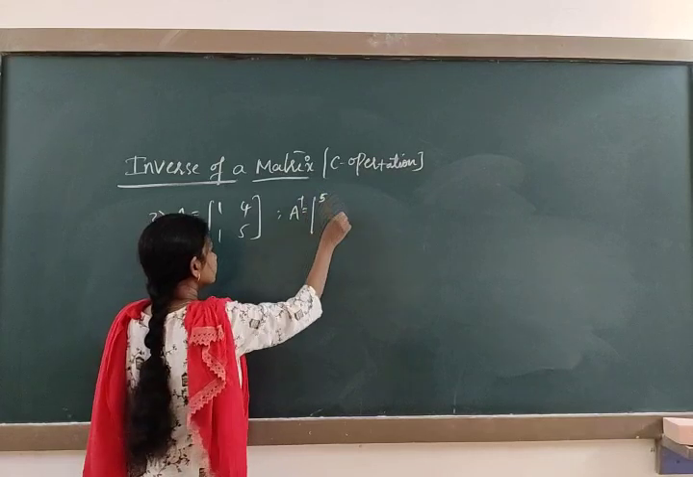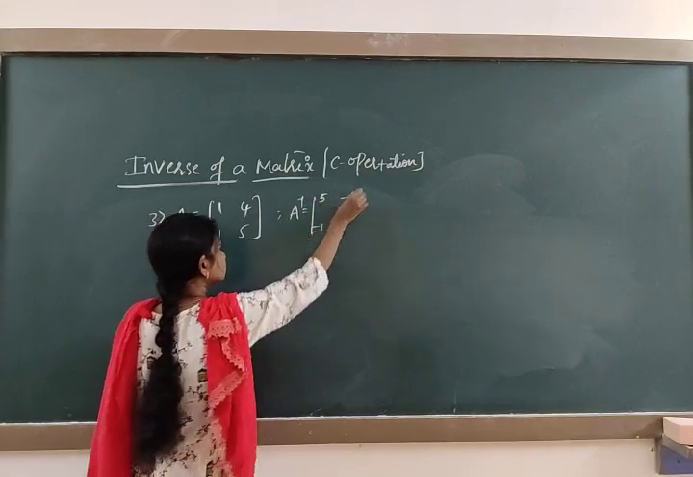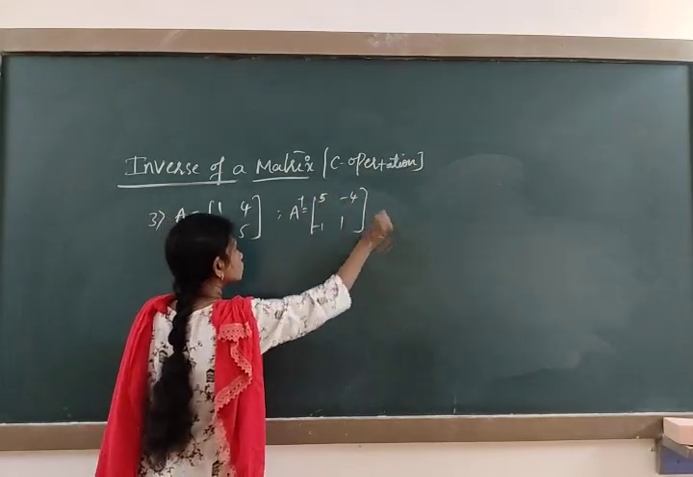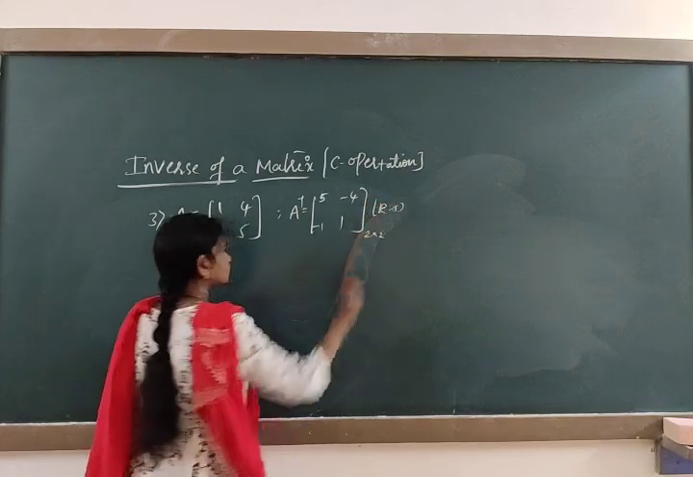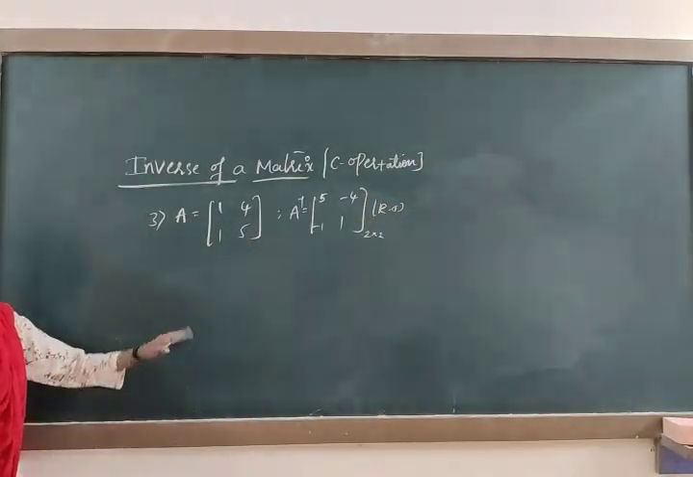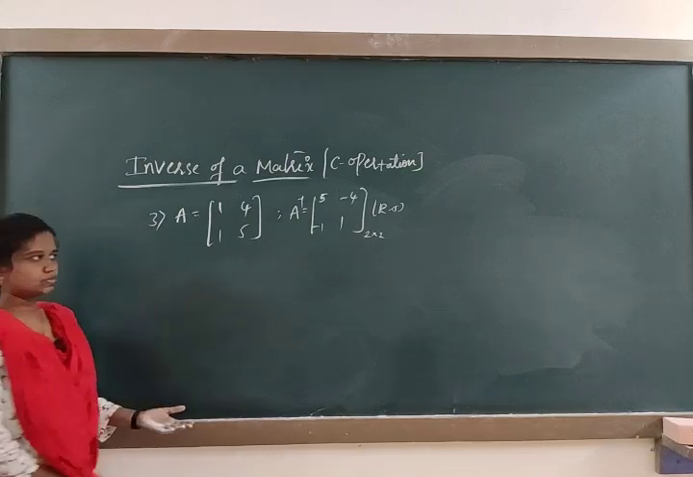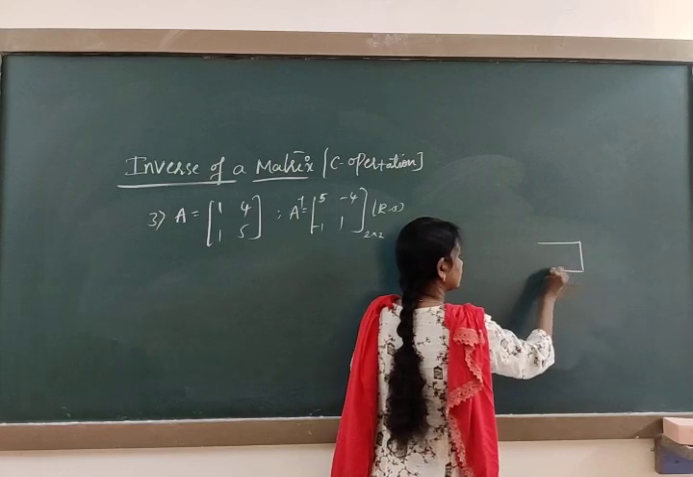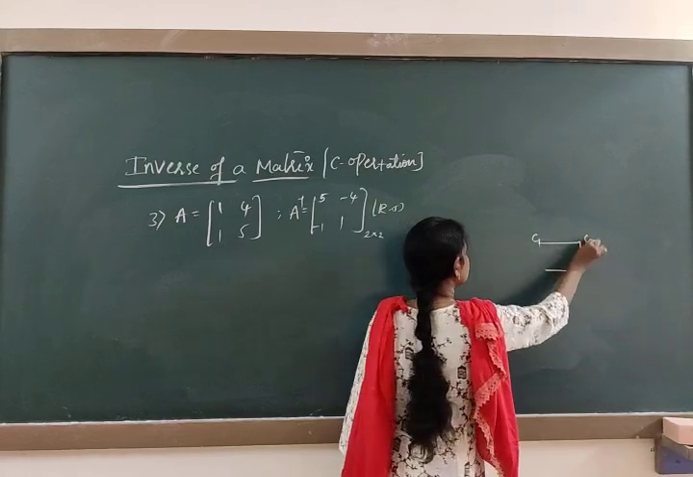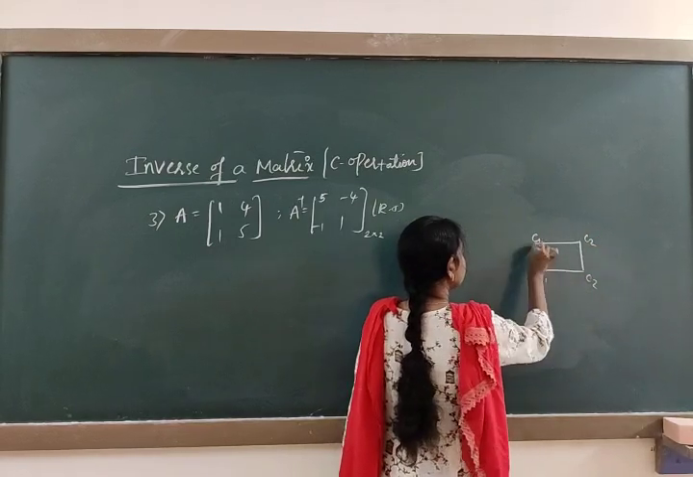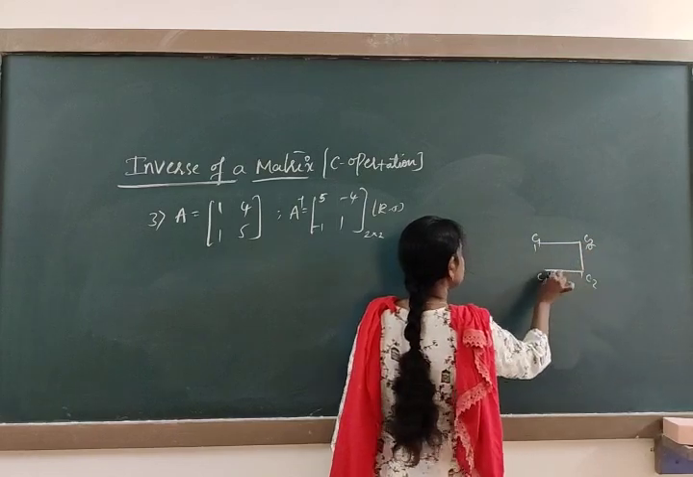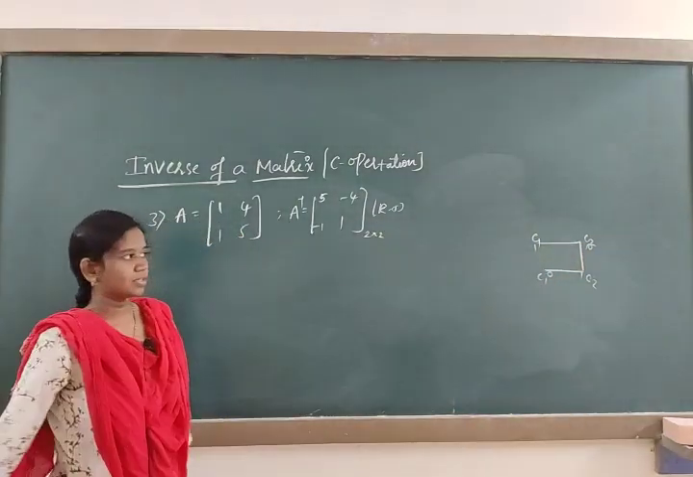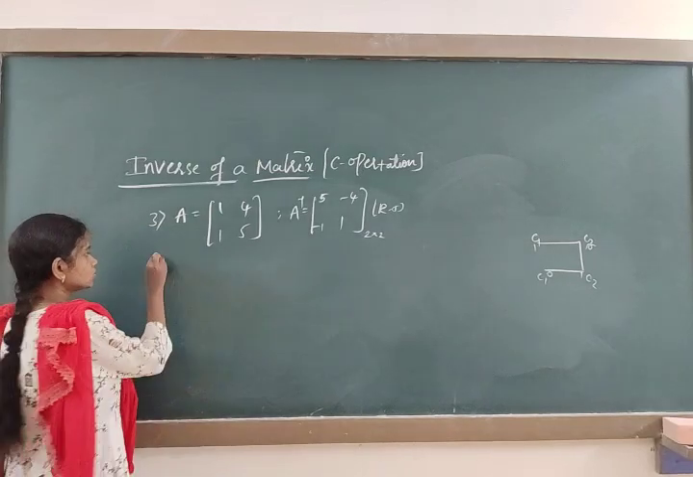It is 5 1 minus 4 minus 1, a 2 cross 2. This is by row transformation. The same thing now we have to check with the column transformation. The figure you remember: C1, C2, C2, C1, 1, 0, 1, 0. You have to make that one. So, solution.